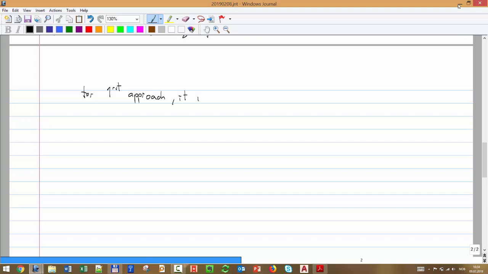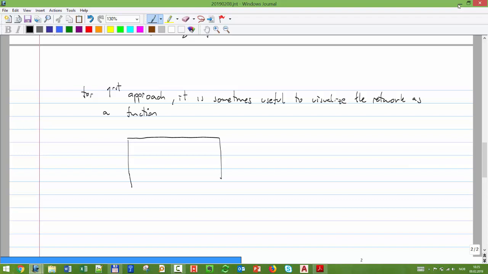it is sometimes useful to visualize the network as a mathematical function. I think it helps, at least to me, it helps very much to visualize it as a function. First you give an input to that function. It's a vector function that depends on some vector input. That's my network.